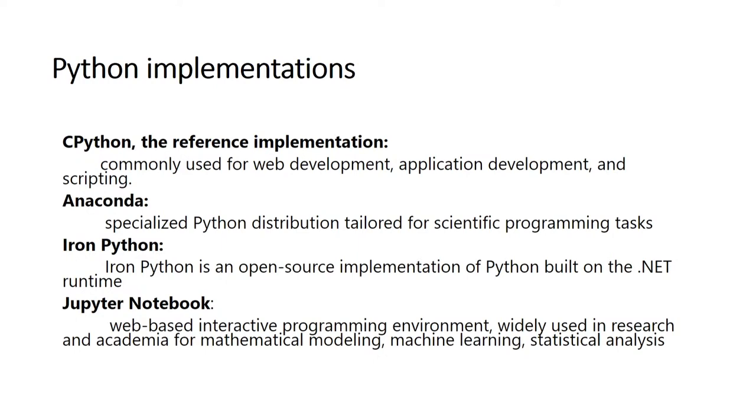popular Python implementation is Anaconda. This Anaconda is a specialized Python distribution tailored for scientific programming tasks. This is popular among the data science community. There are a lot of data science libraries available in the Anaconda implementation of Python. If you are a data science enthusiast, you can use Anaconda Python, because Anaconda is a Python package manager as well as an environment manager. Even all deep learning libraries are available on this. So if you are a data science enthusiast, you can switch over to Anaconda Python.